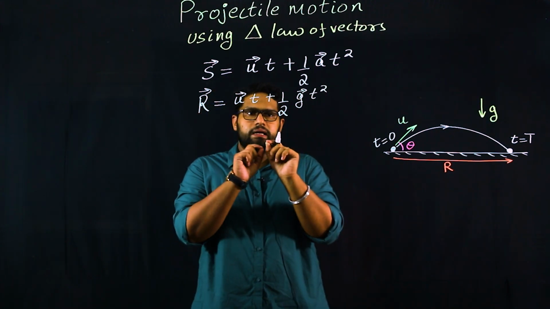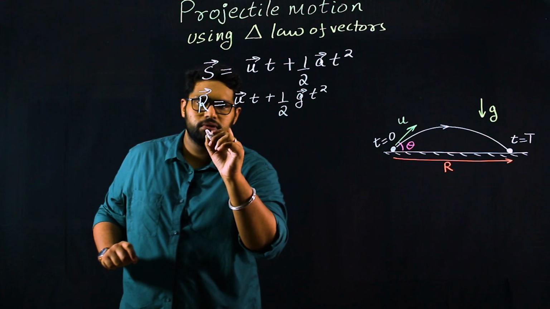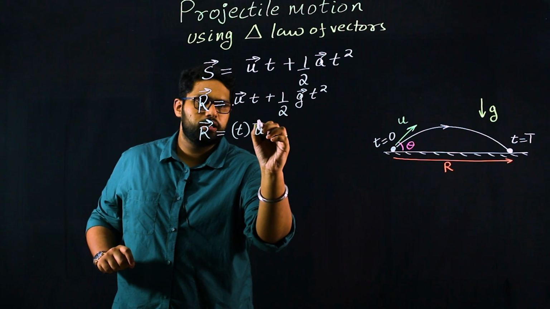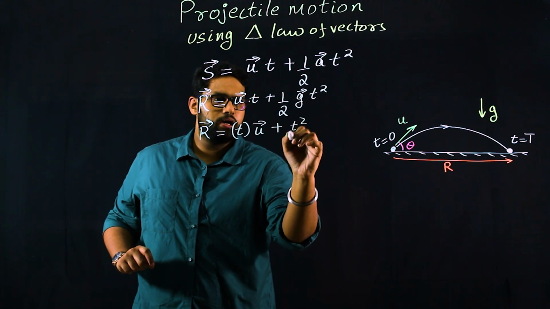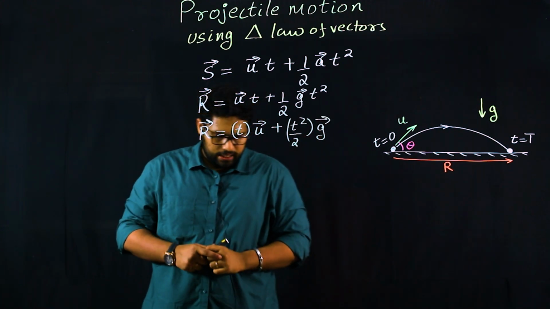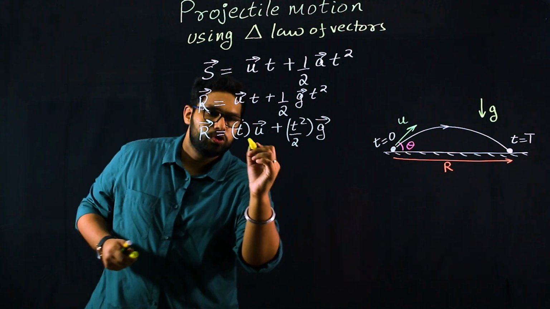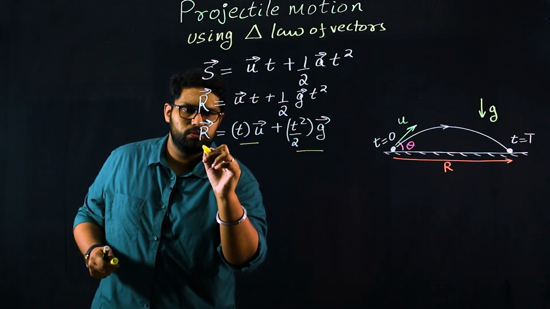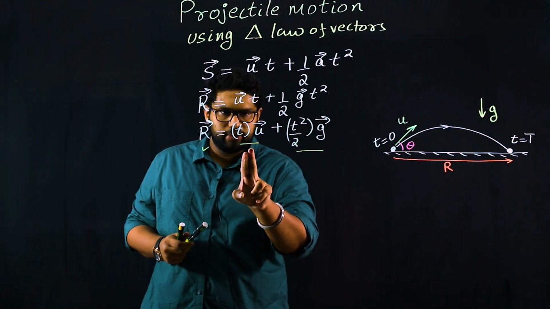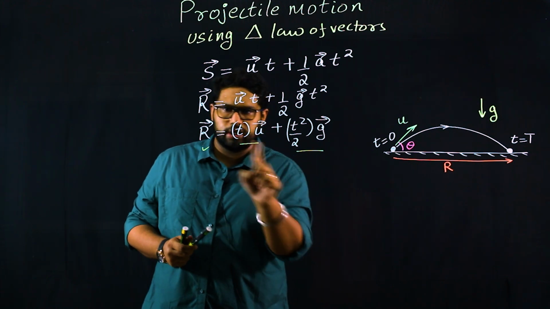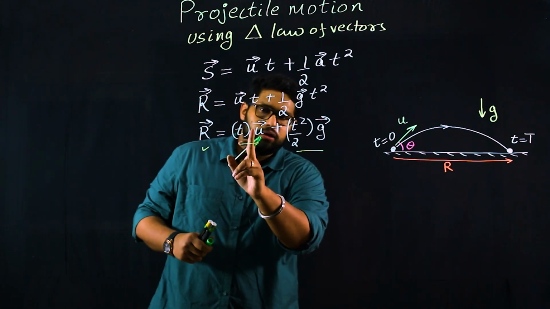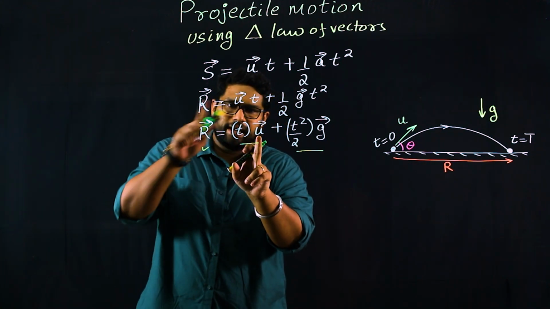Now I will slightly rearrange this equation as follows: r equals t into u vector plus t square by 2 into g vector. Now here you can see that we have two vectors, the sum of two vectors giving you a third vector, right? So let's just draw the vector triangle here. So you have vector number 1, vector number 2, and the sum of these two vectors is the vector number 3. So vector number 1 would be u vector scaled by the time t.